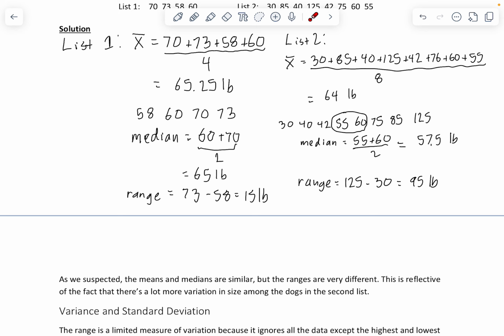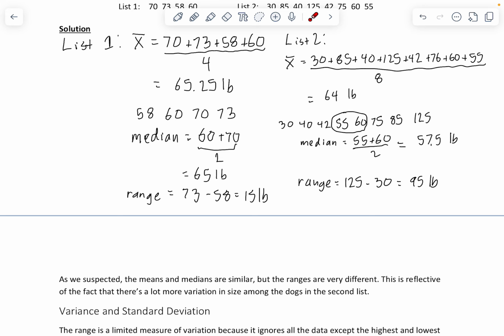The medians are a little different, 65 versus 57.5. But what really is a huge difference is the difference between the range. For the first list, we see a range of 15, and for the second list, a range of 95. That tells us that there's quite a bit more variation in this second list.